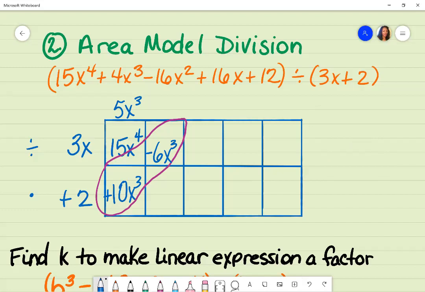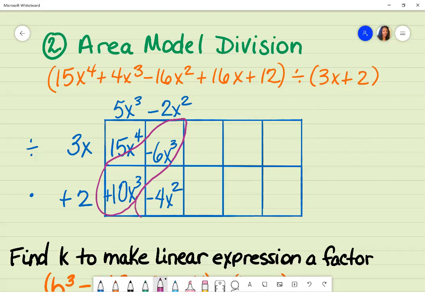Now I start the process again. I take this box and I divide it by what's on the outside. Negative 6x cubed divided by 3x is going to be negative 2x squared. Negative 2x squared times 2 is negative 4x squared.